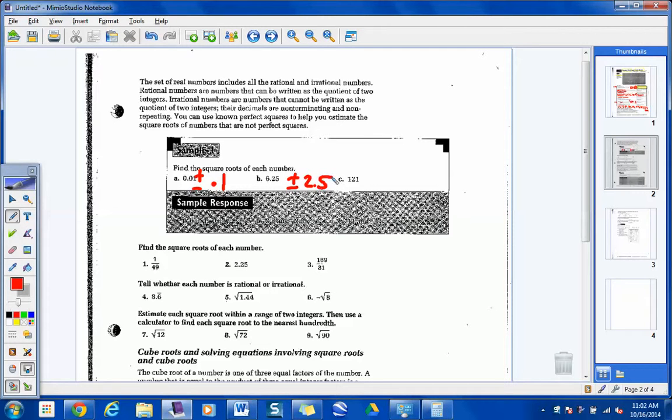How about 121? I've got 121 on my chart. Can you guys read where I'm pointing? What's the square root of 121? 11, because 11 times 11 would be 121. As it's a square root, what should I probably choose to put in front of the 11 again? Plus or minus. Yes.